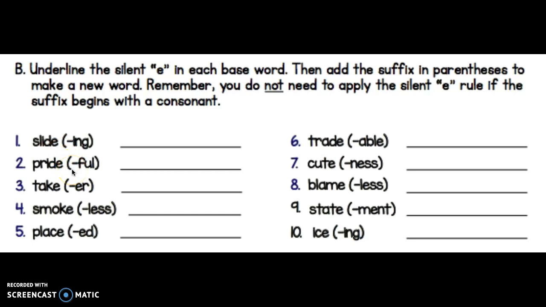But in the word prideful, we have a silent E, but look here. The suffix does not start with a vowel. That's the letter F. That's a consonant. So do you need to take out the silent E, or do you leave it? What do you think?